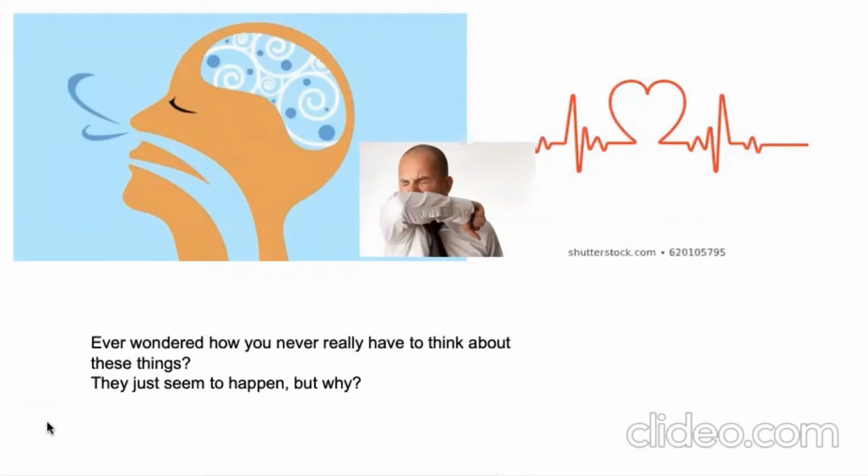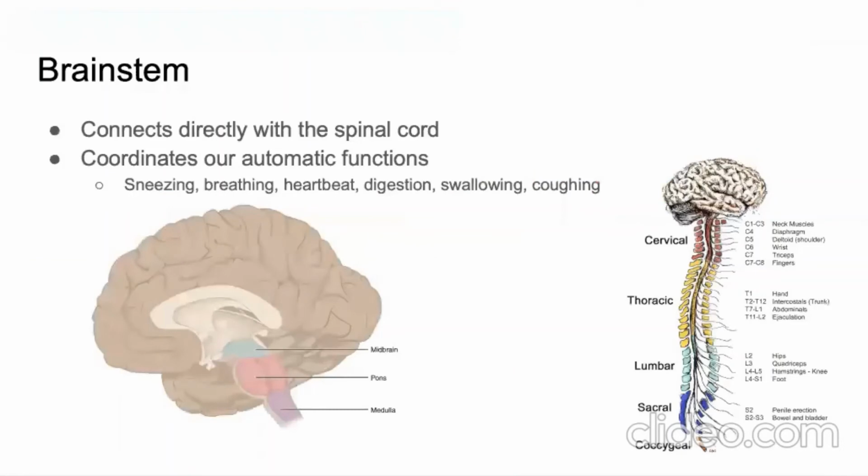And so how does that work? How does the body just know to breathe? How does the body just know to keep a heartbeat? And the way the body knows is through the brainstem. The brainstem connects directly with the spinal cord. And as we know, the central nervous system connects directly with the spinal cord.